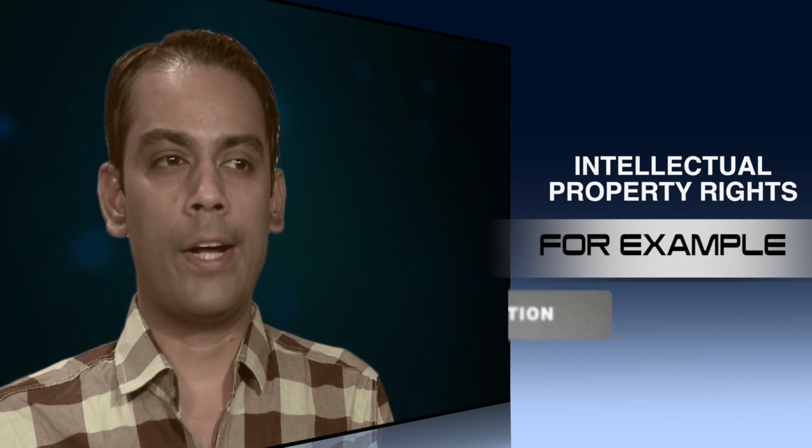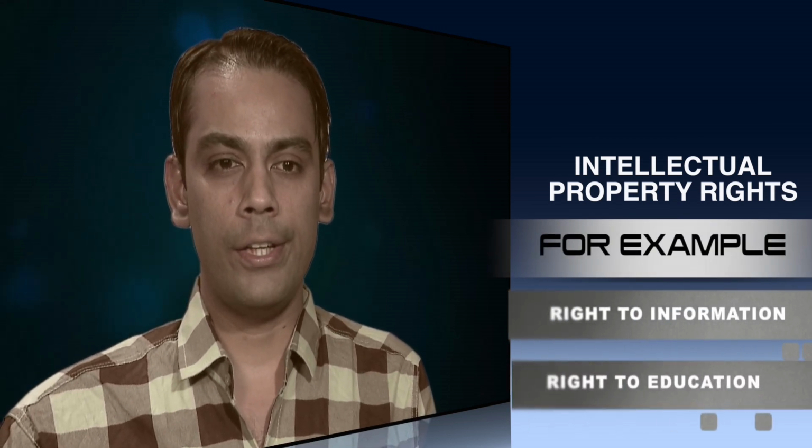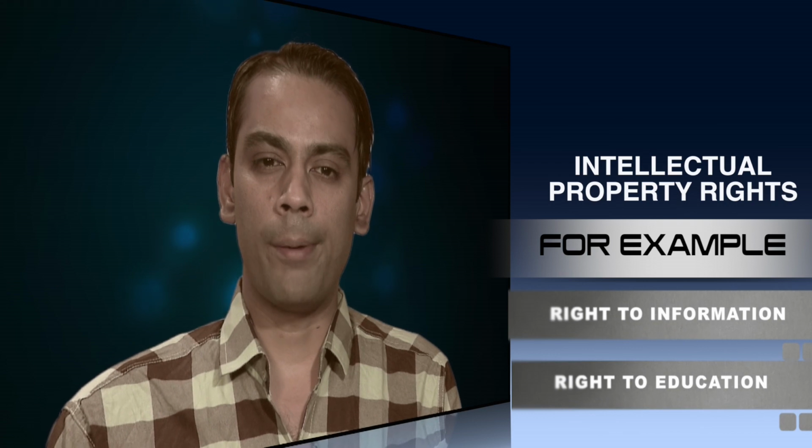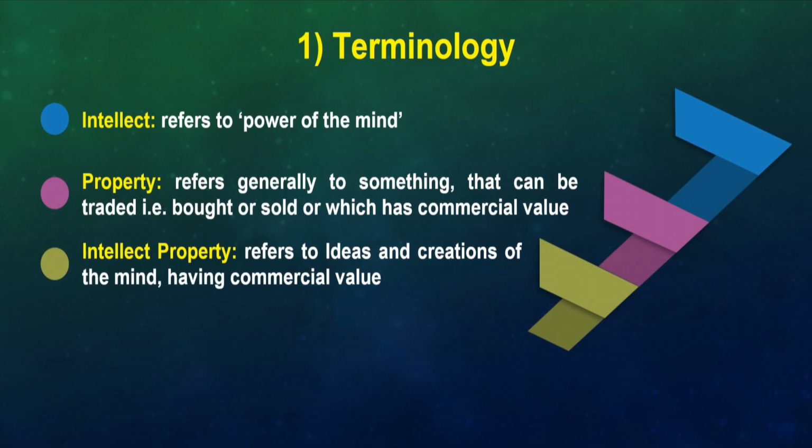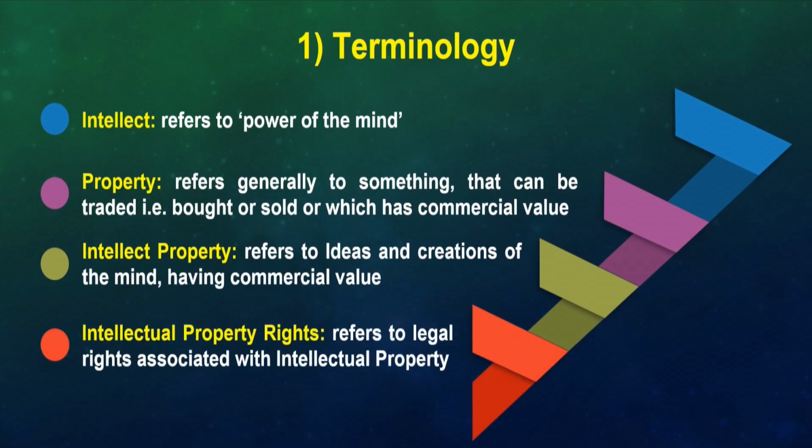When we add the third word to it, it becomes intellectual property rights. Just as we have fundamental rights, right to information, right to education, in the same way we have intellectual property rights. IPRs refers to the legal rights associated with intellectual property. The rights granted by the law to the holder, owner of the intellectual property are known as the intellectual property rights. Why are IP and IPRs needed?